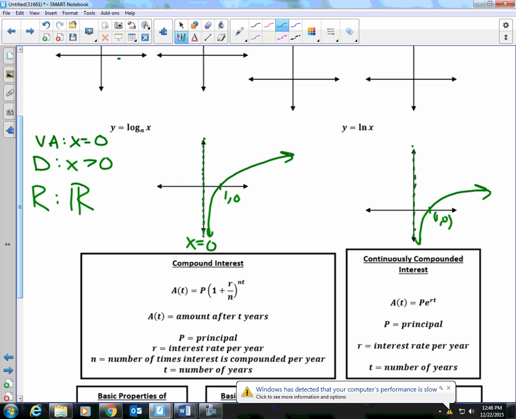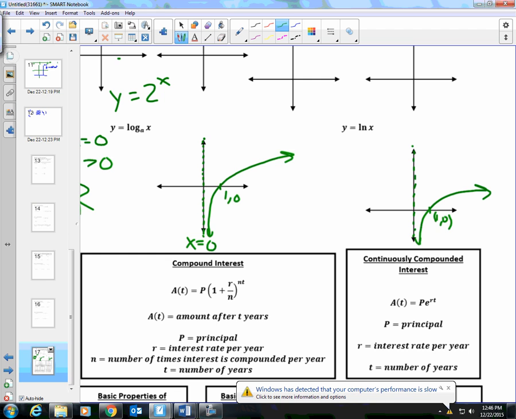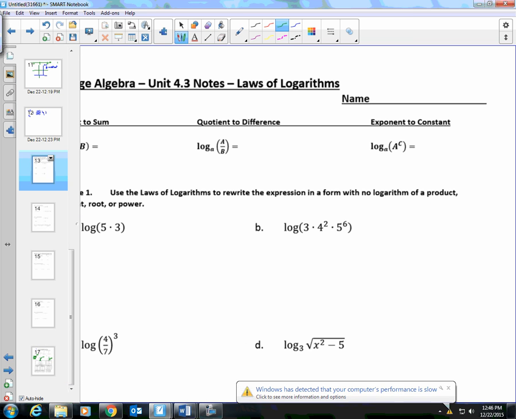That's different than exponentials. Y equals 2 to the x. Could you plug in a negative 1 there? Yes. But can you get out negative results? No. Again, the domain and the range flip between the two. Okay? Let's try an example.